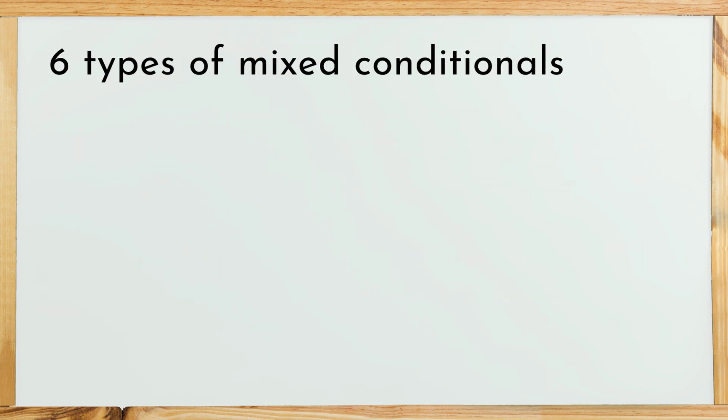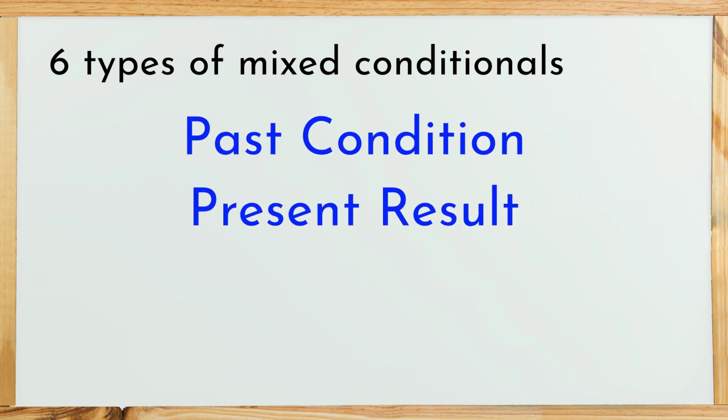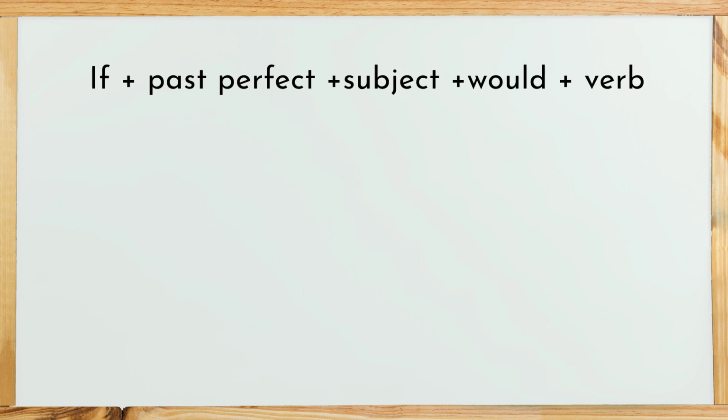Now, we will discuss the 6 types of mixed conditionals. First one is past condition, present result. Or we can say, how something in the past affects the something in present. For this we will use if, past perfect, subject, would, verb.